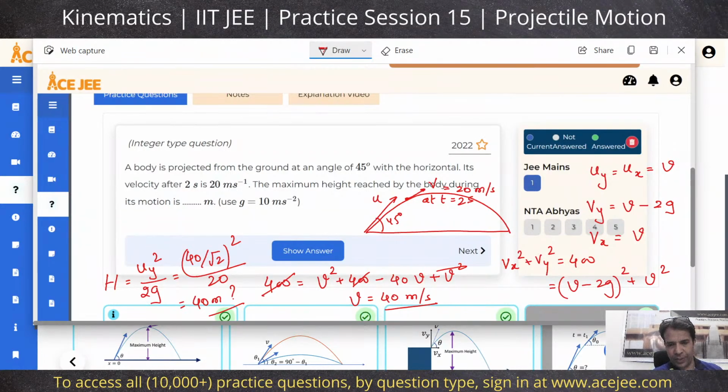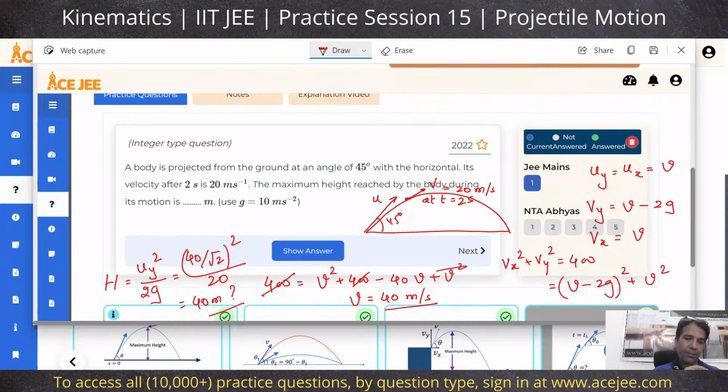In this case, we have been given that the angle of launch is 45 degrees. So what does that mean? That tells us that the horizontal component of the initial velocity and the vertical component are the same. So uy is equal to ux. So we called it v.